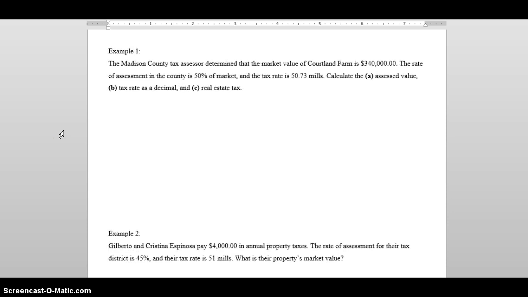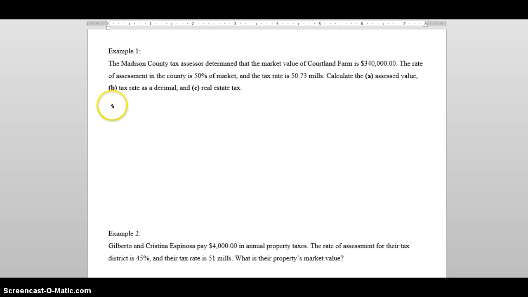Example 1. The Madison County Tax Assessor determined that the market value of Cortland Farm is $340,000. The rate of assessment in the county is 50% of the market value, and the tax rate is 50.73 mills. Calculate the assessed value, tax rate as a decimal, and the real estate tax.